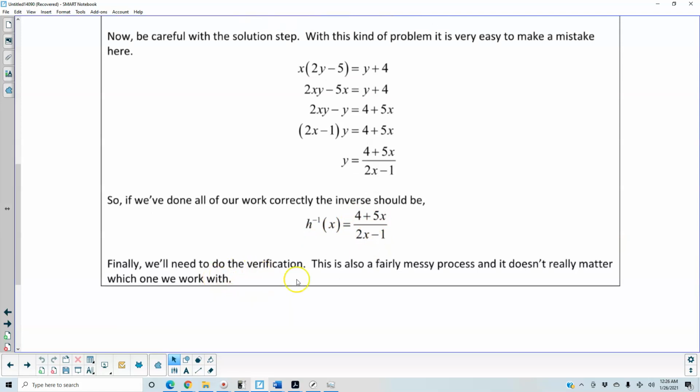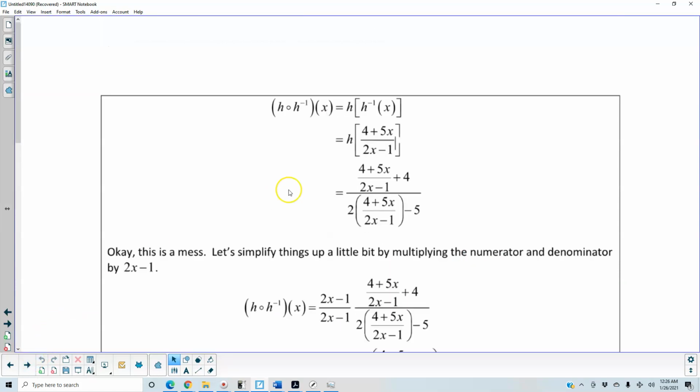Finally, we'll need to do the verification. This is also a fairly messy process, and it doesn't really matter which one we work with. So we composite h of h inverse of x. We know that h inverse of x is 4 plus 5x over 2x minus 1. And then we're going to plug this value in for x into the function h. So we have 4 plus 5x over 2x minus 1, plus 4, divided by 2 times 4 plus 5x over 2x minus 1, minus 5.